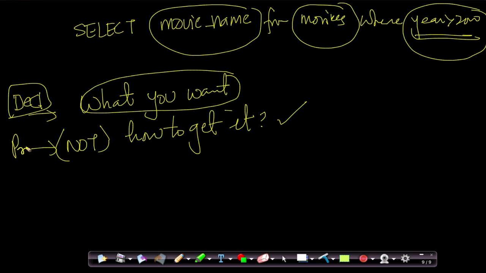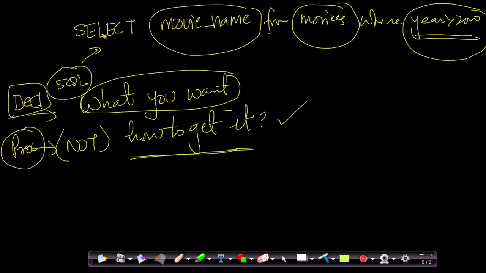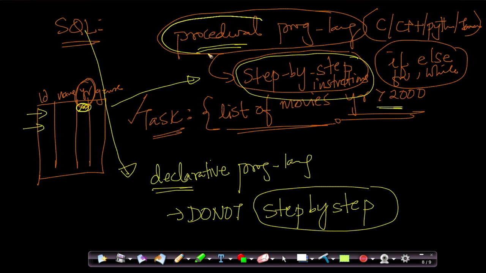But in a procedural programming language like C, C++, etc., you also explain how to get this information. In a declarative, SQL-like language, you say what you want. Again, I'll explain this syntax later. Don't worry about it. I just wanted to give you an example. There are no for loops here. There are no if-else conditions here. You just say, I want all the movie names from the movies table where the year is greater than 2000. You just said what you want, not how to get it. That's the difference between a procedural programming language and a declarative programming language.